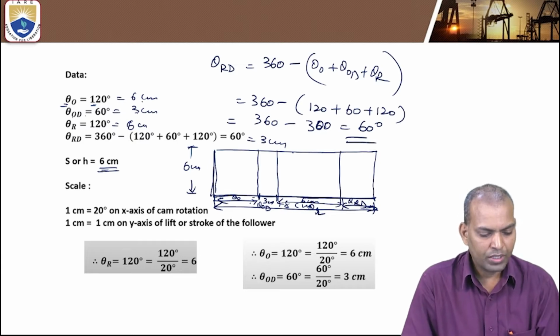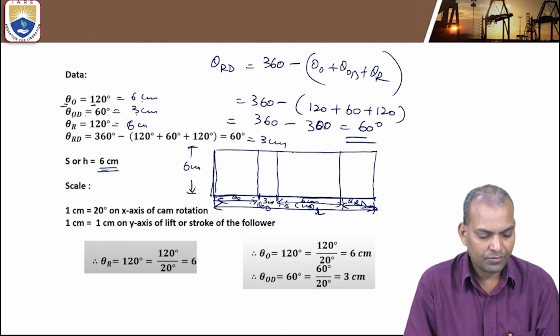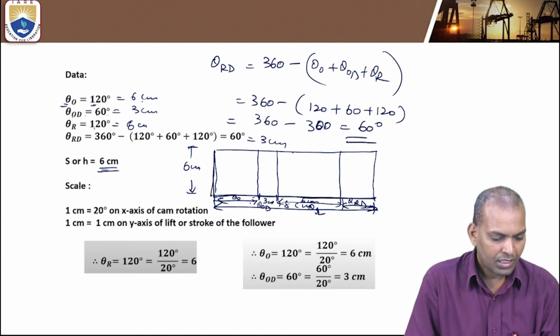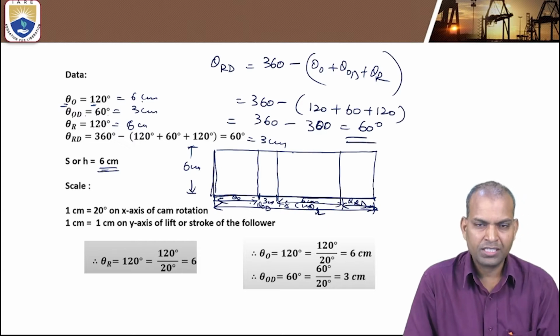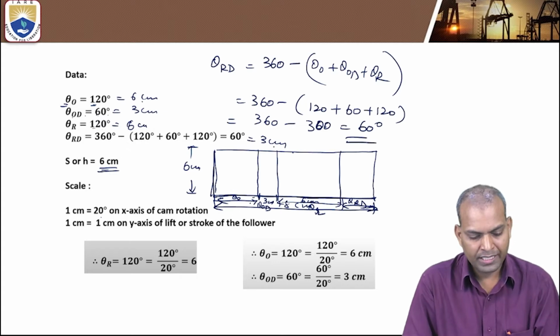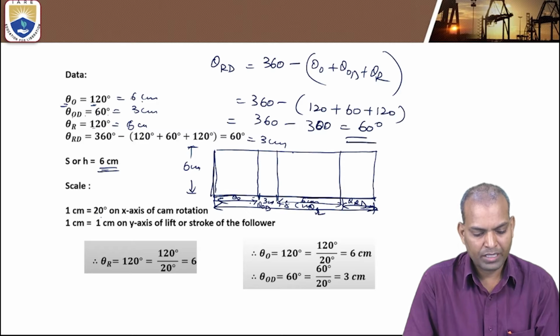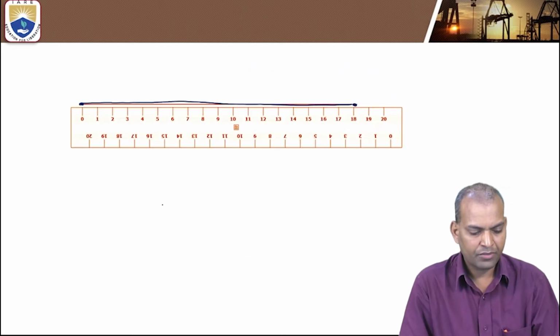Next, theta OD is 3 centimeters: 60 degrees, with 1 centimeter equal to 20 degrees, then 60 degrees becomes 3 centimeters. Then 120 degrees, again with 20 degrees equal to 1 centimeter as the scale we considered, means 120 degrees becomes 6 centimeters. So the total linear length is 6 plus 3 plus 6 plus 3, that is 9 plus 9, 18 centimeters. That is the first step.